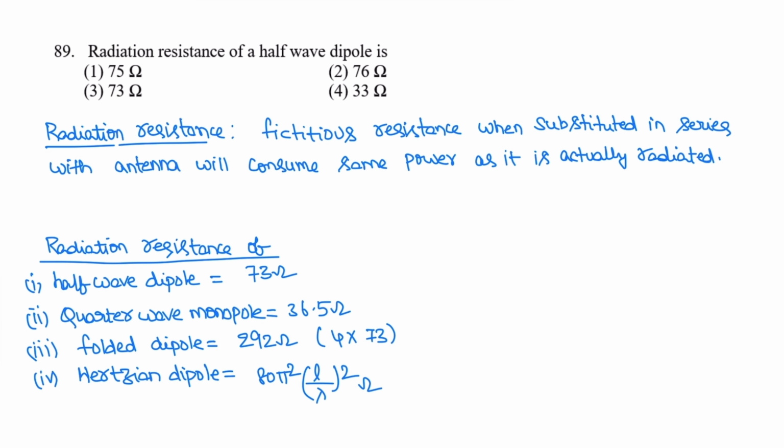So radiation resistance is a fixed resistance which, when substituted in series with the antenna, will consume the same power as is actually radiated. It is a fixed resistance whose power consumption is equivalent to the power radiated. The correct option is 3, 73 ohms.